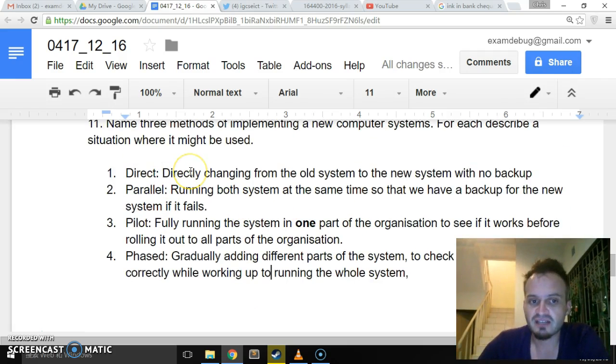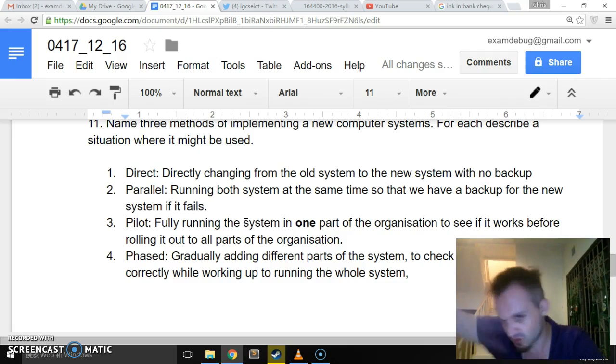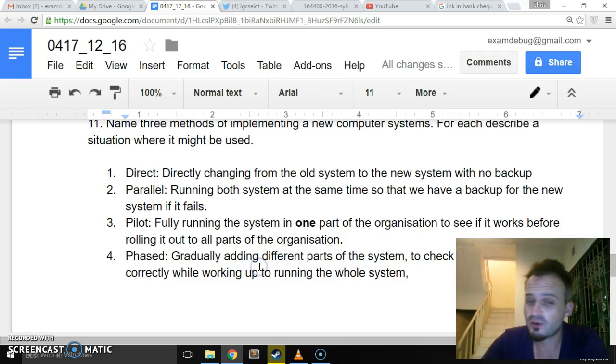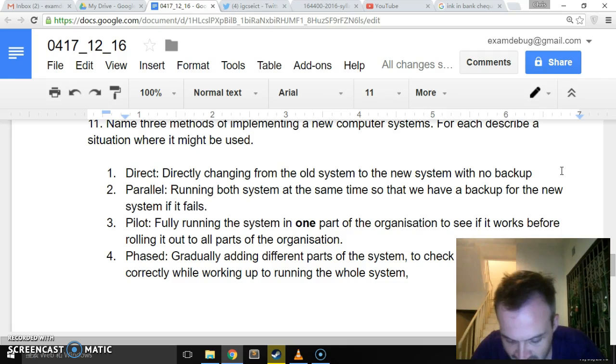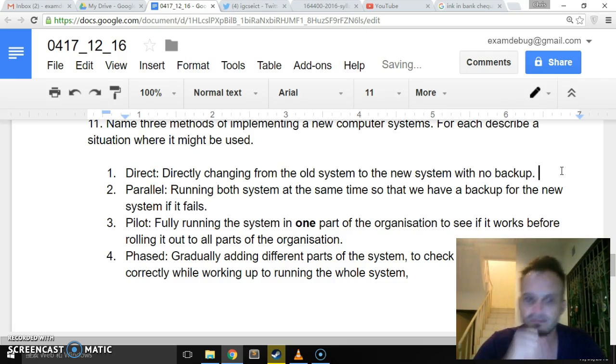Okay, so we've got direct, change from one to the other; parallel, both at the same time; pilot, try it out on one place, if it works, everywhere; phased, we're going to take part of the system, try out that part of the system. If that works, then we'll bring in the next part of the system, and the next part, until we have the whole thing. So far, we're doing okay. Now, here's the tricky bit, and I actually quite like it, but it's a bit newish. Give a situation where each method might be used.